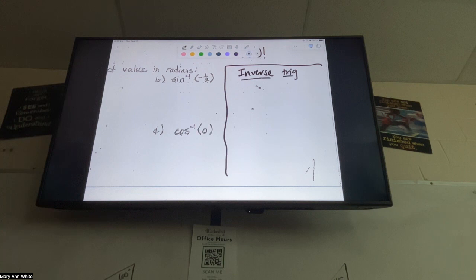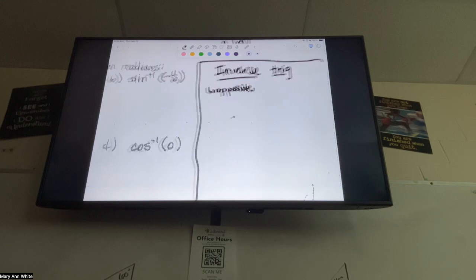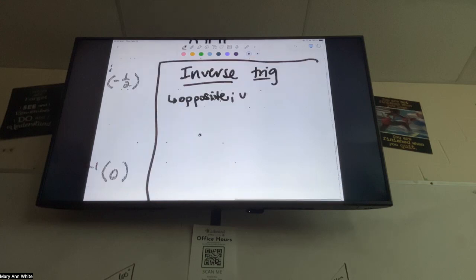How would you describe inverse to like a five-year-old? The opposite. It's like the opposite. It's going backwards. It undoes it. I like to use the word opposite. We were using reciprocal earlier, and I had to keep fighting myself to not use opposite there. I want opposite to just be with the inverses, not with reciprocals. It's opposite and it undoes what we were doing.